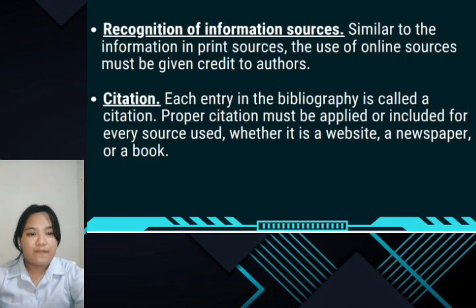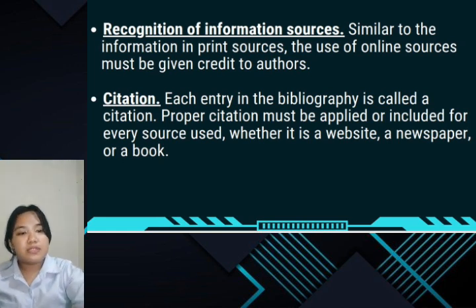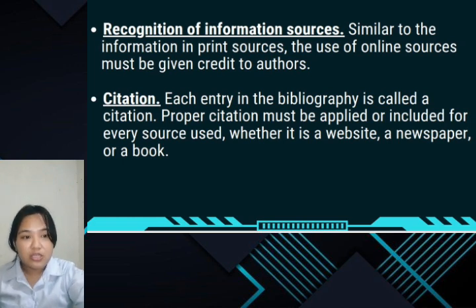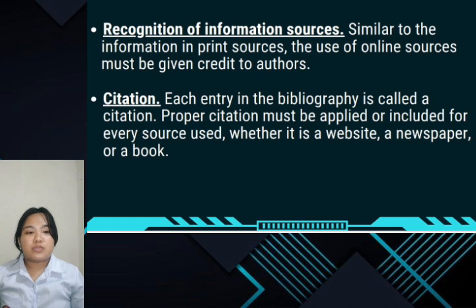The recognition of information sources is similar to print sources: the use of online sources must give credit to authors. Failure to cite sources correctly can lead to plagiarism, which is a serious academic offense. It is essential to acknowledge the original creators. By properly recognizing information sources, you maintain academic integrity, avoid plagiarism, and strengthen the credibility of your work.